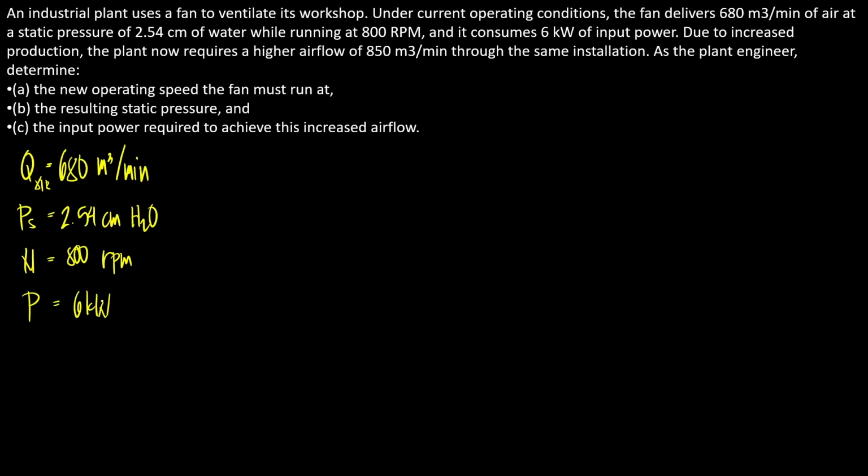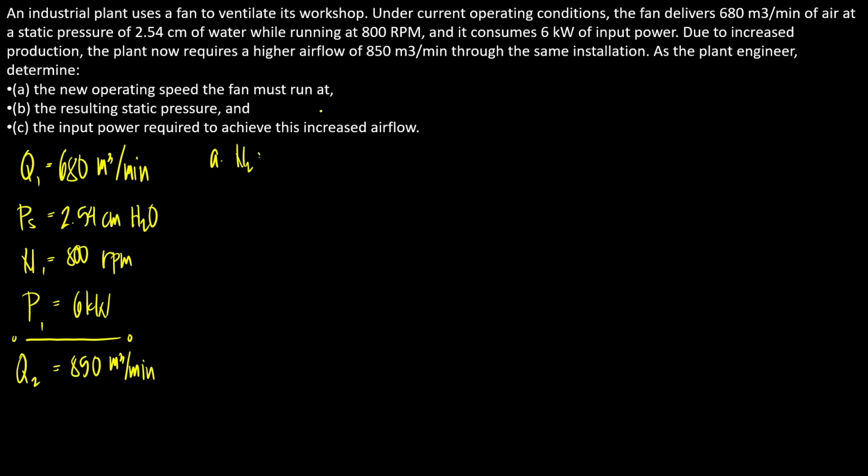Due to increased production, the plant now requires a higher airflow. So we have a higher airflow of Q2. Let's say this is Q1. So here we have Q2 of 850 cubic meters per minute. Through the same installation, the plant engineer determined the new operating speed of the fan. So we have A, which is the new operating speed.